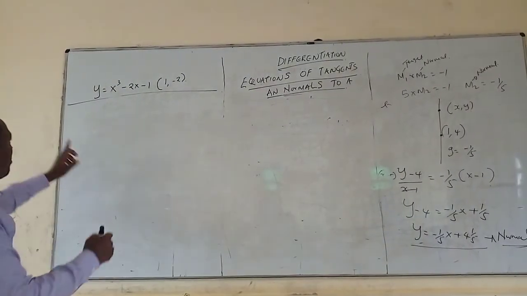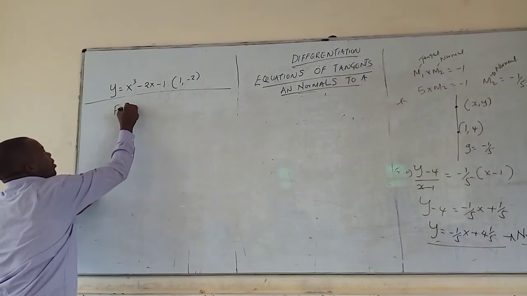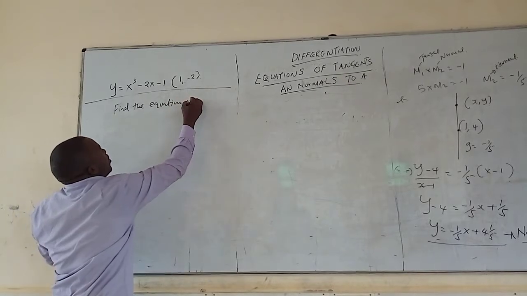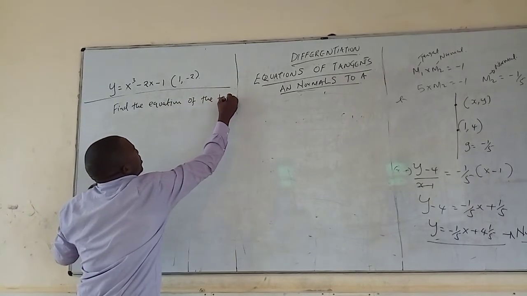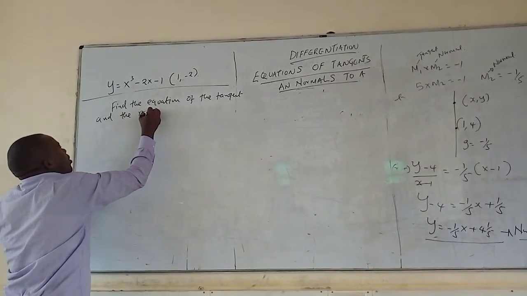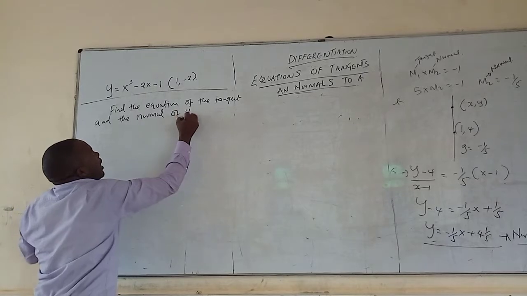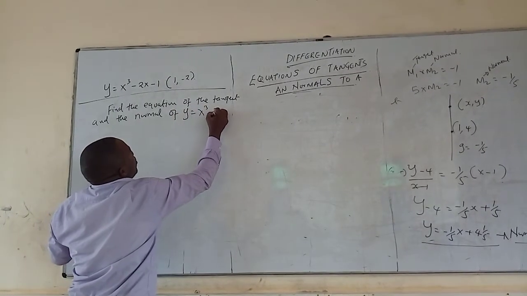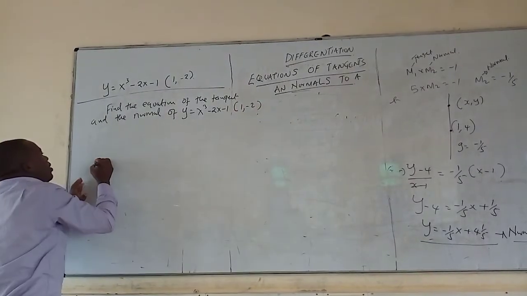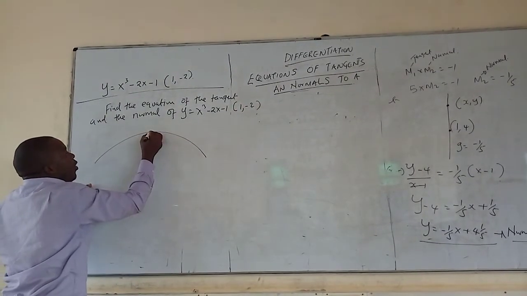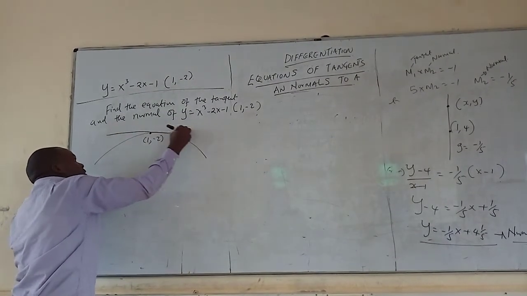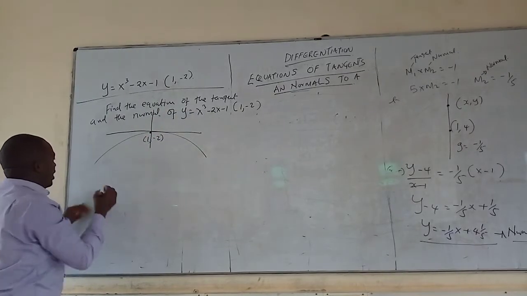So my second example is, find the equation of the tangent and the normal of y is equal to x cubed minus 2x minus 1, at the point 1, -2. So I will draw the tangent at this point, 1 and -2. This is the tangent and this one is the normal. So I will start with the tangent.